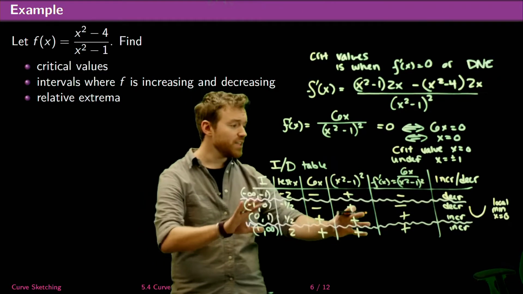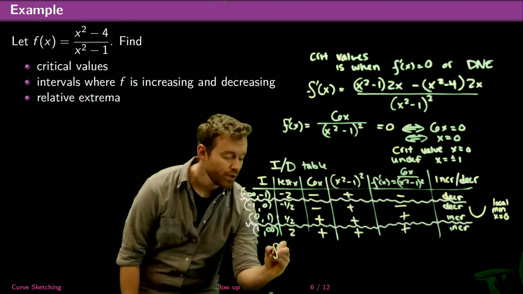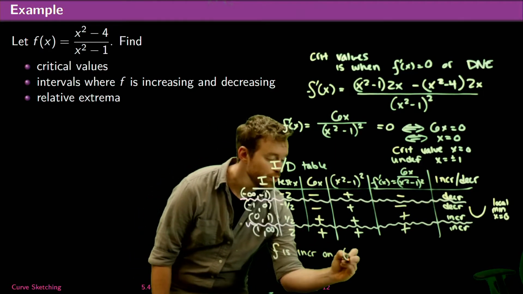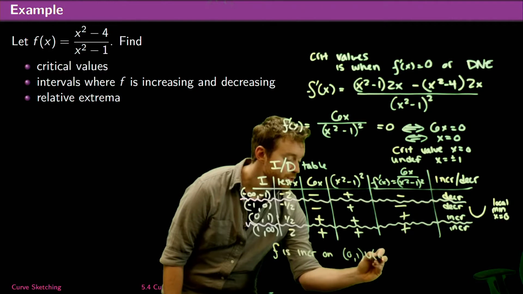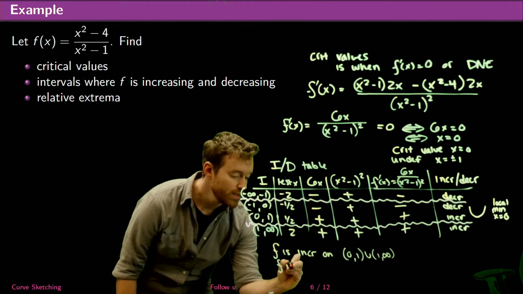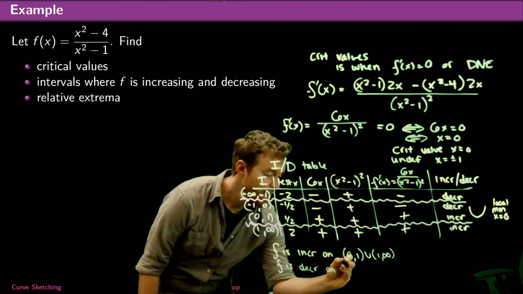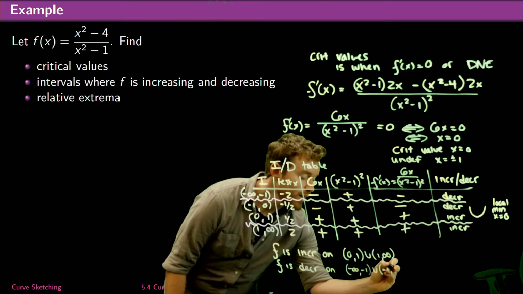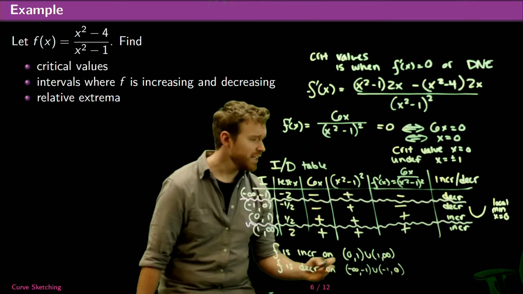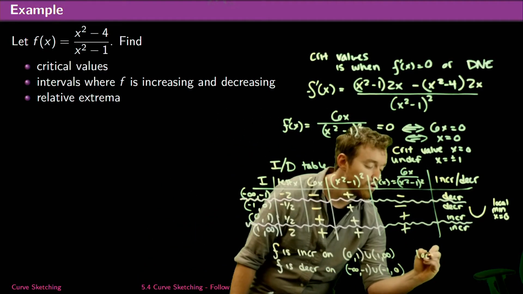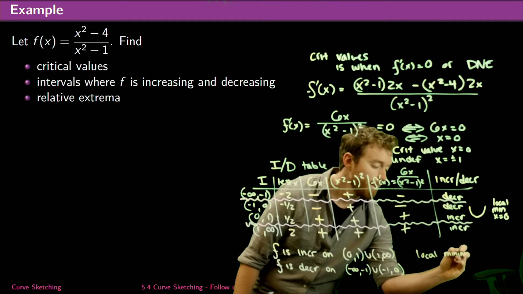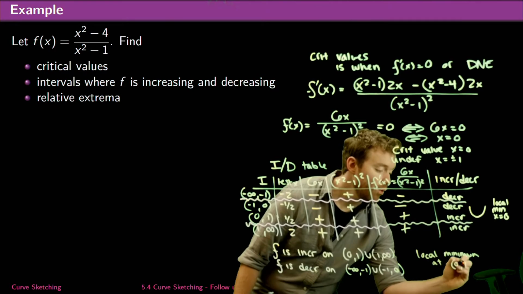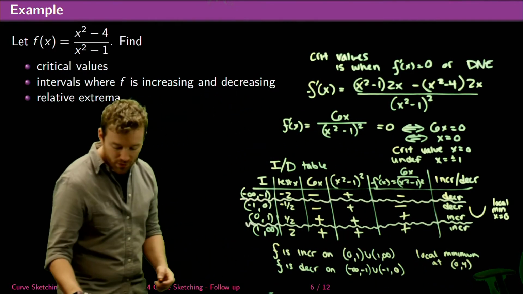And so now I'll interpret these tables for you. So what I've learned is that f is increasing on the intervals 0 to 1, united with 1 to infinity. F is decreasing on the interval -infinity to -1, united with -1 to 0. And finally, I have a local min at the point 0, 4. So that's all the information that the derivative can tell me.